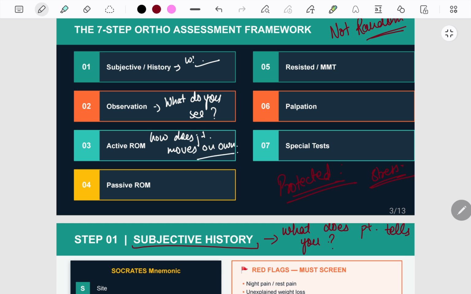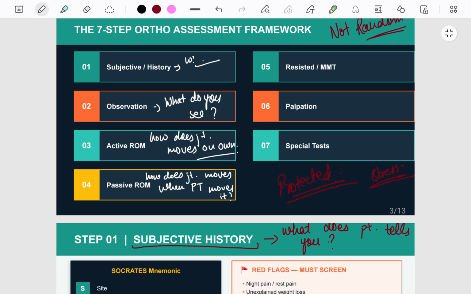Then comes the passive ROM. Passive ROM means how does the joint move when you move it, when the PT, physiotherapist, moves it. Short form for joint is JT. See, these steps are a detailed study in their own that we are going to cover further. But here I just want you to know what these words mean in one line.